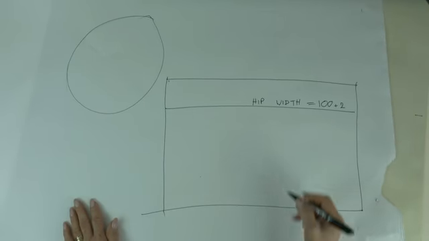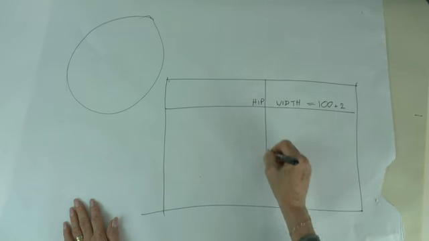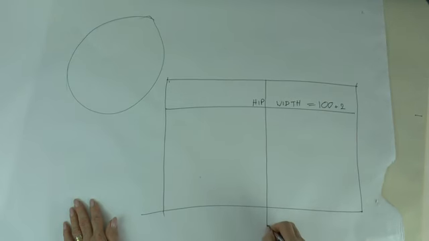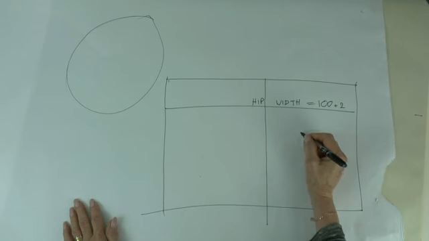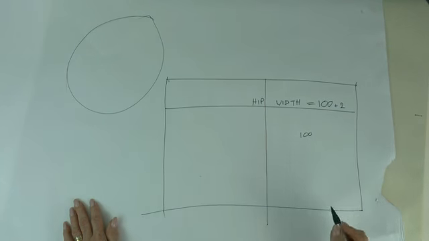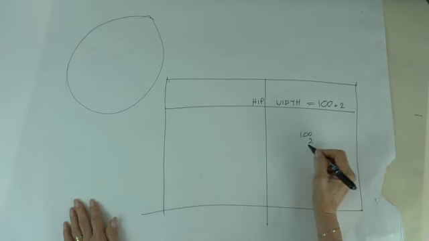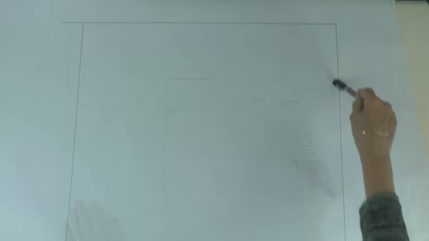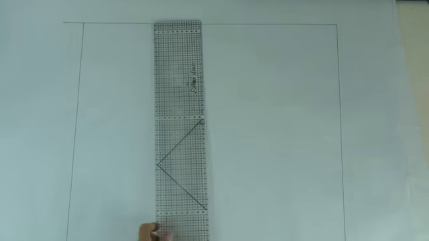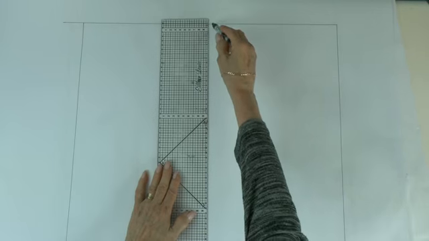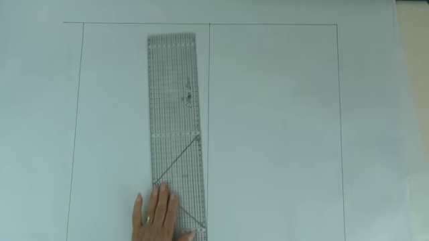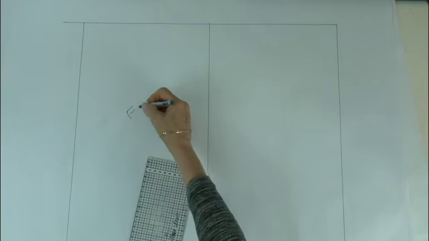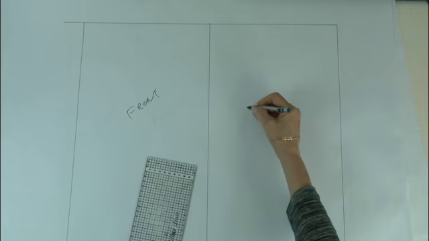If you divide this rectangle by 2, you will have a skirt pattern for both the front and the back skirt pattern pieces. This then is the width of your hips plus 2 centimeters. This is the length of your skirt. If you divide this into 2, one piece is for the front skirt and one piece is for the back skirt.